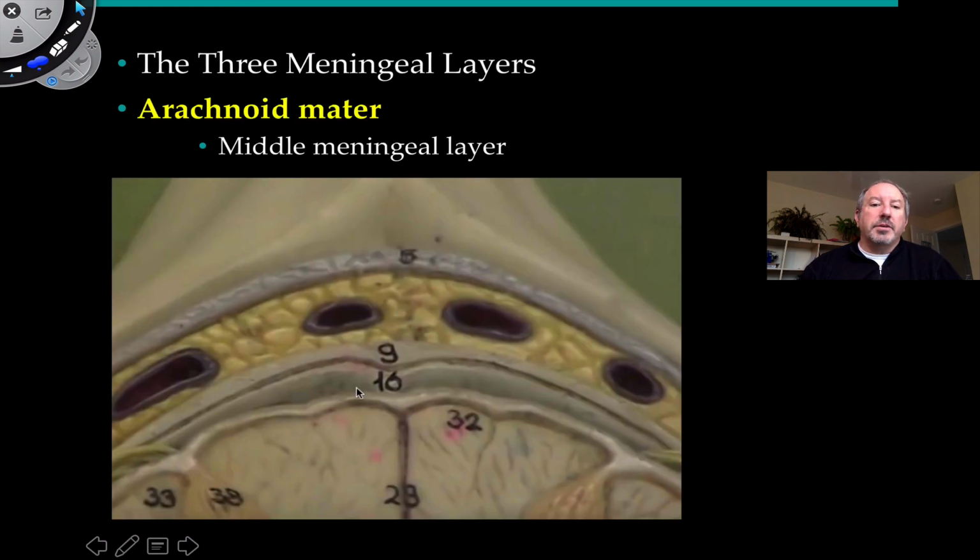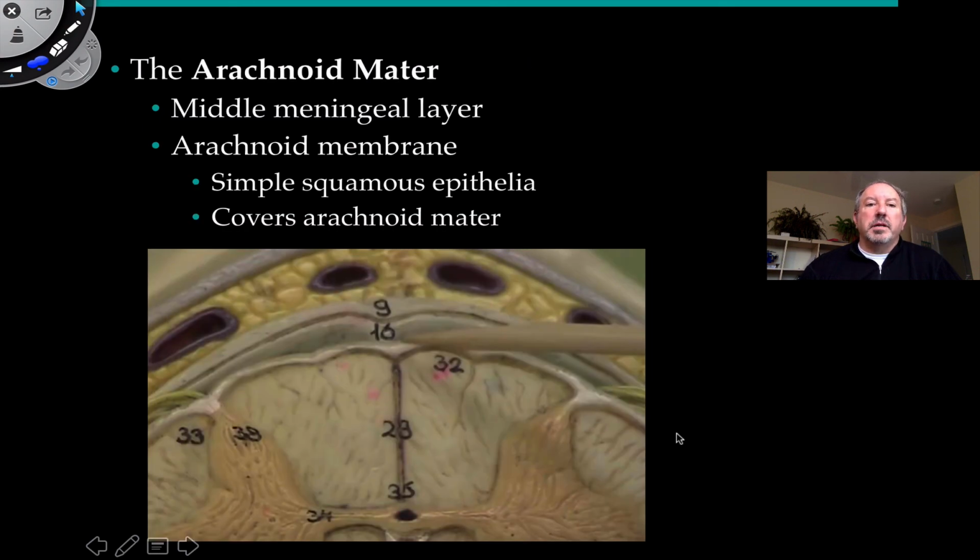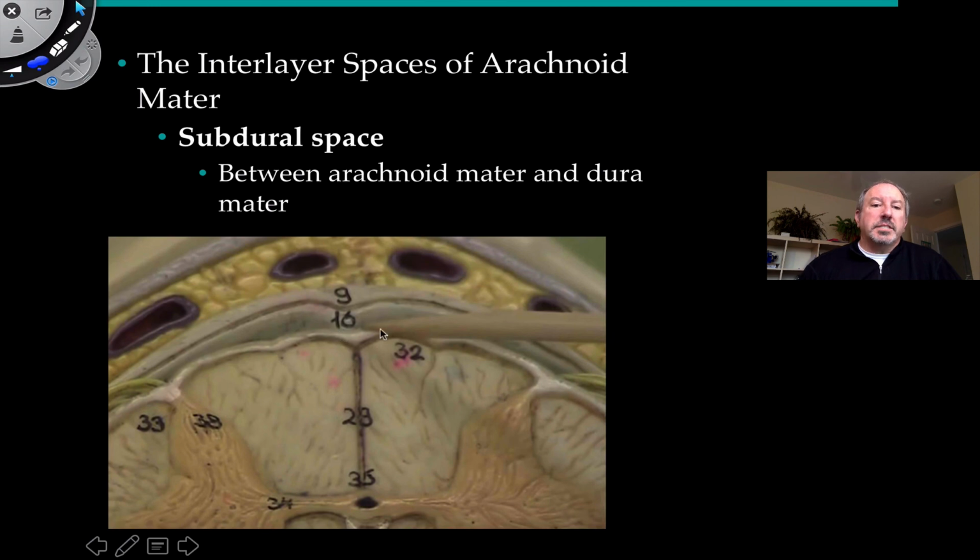And then you have this arachnoid mater right in here. It's the middle layer, number 16, according to this diagram. And the middle meningeal layer is composed of, histologically speaking, simple squamous epithelium that covers the membrane. Okay, and it creates, if you could see where this pointer is, what's known as a subdural space between the arachnoid mater and the dura mater, which is actually not where it's pointing, but it's right in this area, right in here, is what I'm referring to as the subdural space.